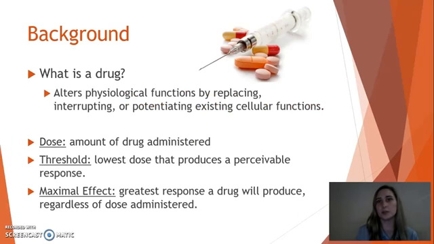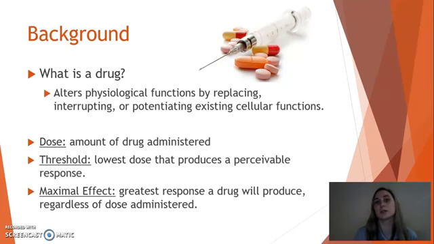Before we begin, I just want to go over with everybody in case you don't know what a drug is. So a drug is something that alters your physiological function by either replacing, interrupting, or potentiating existing cellular functions. And one important thing to mention here is that a drug cannot give a cell an ability or a function that it does not already inherently possess. So it cannot give a cell a new function, but it can do these three things: the interrupting, potentiating, and replacing the existing cellular functions.